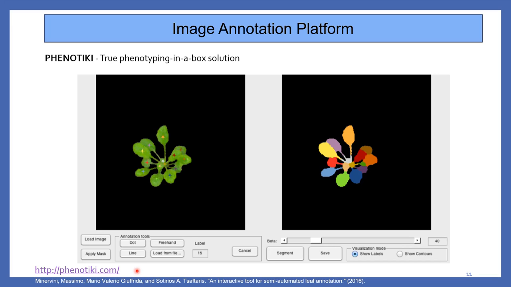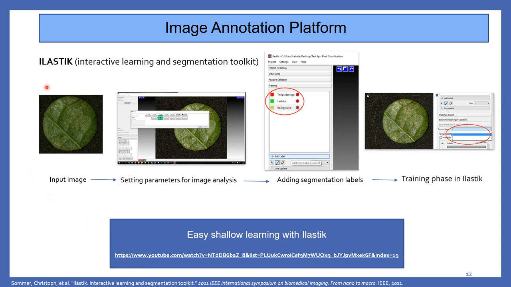The next example of an available platform that uses machine learning in the backend is Elastic. We can define different steps for annotating an image with this application, and in the next presentation, my colleague will describe this application in more detail, and you will discover how to use this application for segmentation and also annotation.